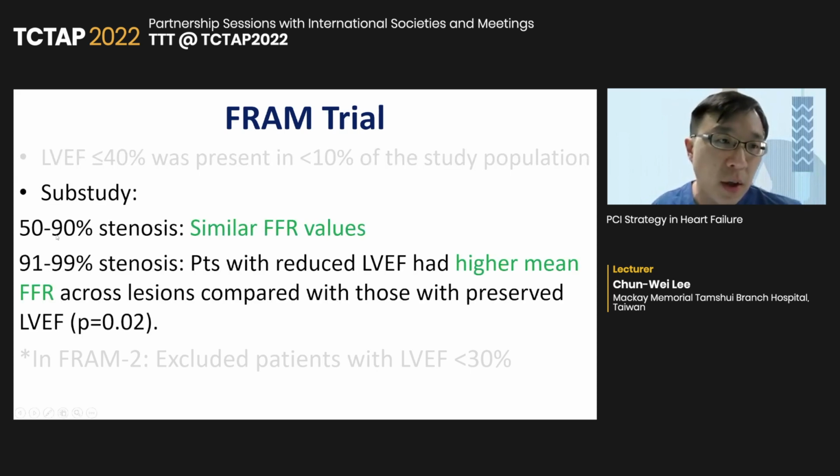In the sub-study, for those lesions between 50 to 90% stenosis, they have a similar FFR value. For those who have 91 to 99% stenosis lesions, the reduced LV ejection fraction group will probably have a higher average FFR value, which is significant.